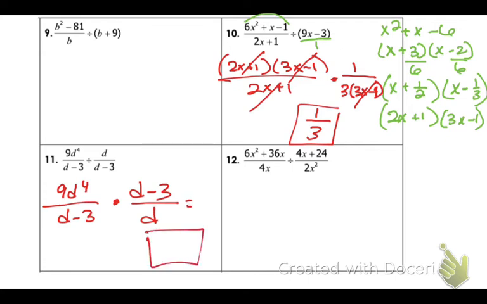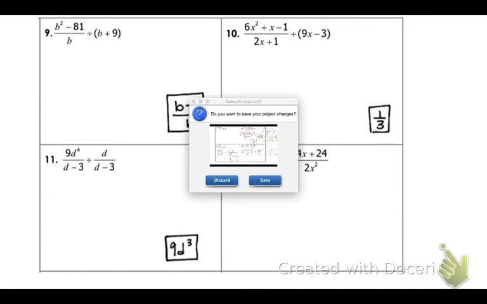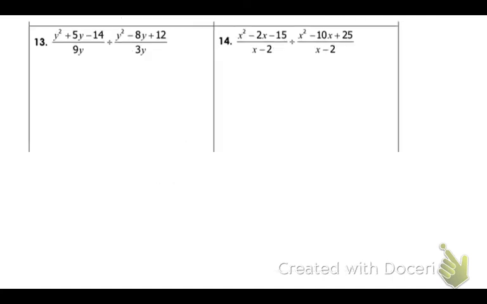For number 12, you're going to be able to factor something out. 6x. Can't do anything with the 4x at the bottom. Keep, change, flip. Factor out a 4 here. You guys continue that one. It should give you some nice things to cancel out. And check your answer.